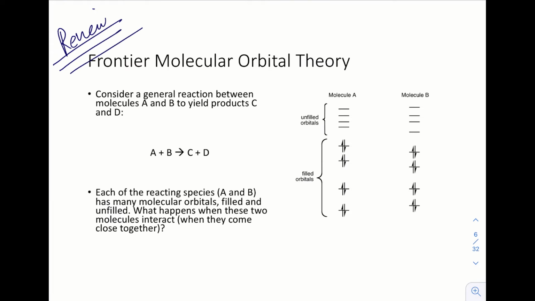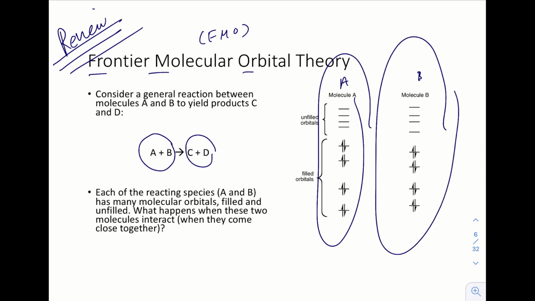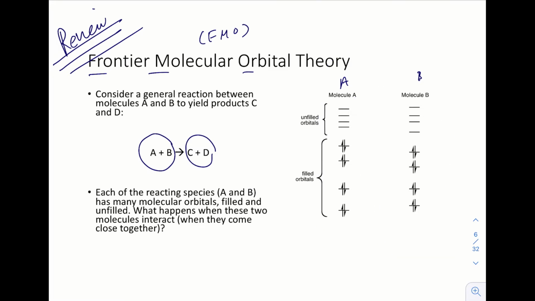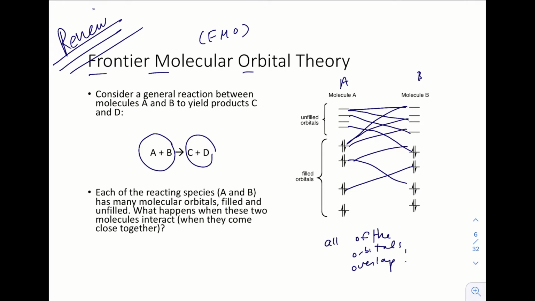To briefly review frontier molecular orbital theory, aka FMO theory. Imagine that molecules A and B collide in space to make C and D. Each of these reacting species, A and B, has many molecular orbitals. Some of them are filled and some of them are empty. And when these two molecules collide, all of their orbitals interact. All of the orbitals on A overlap with all of the orbitals on B. That is a lot of interactions, and I'm not going to draw them all out, but all of the orbitals overlap. And we certainly cannot model all of those interactions.